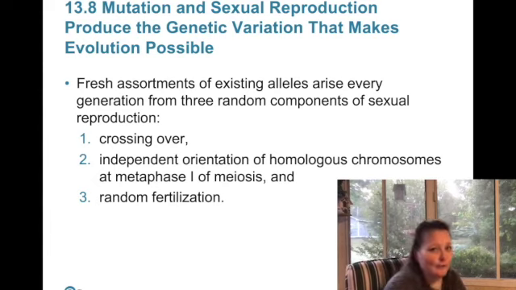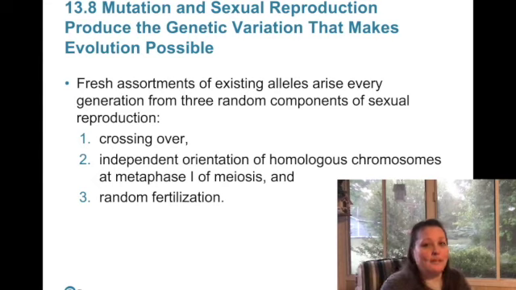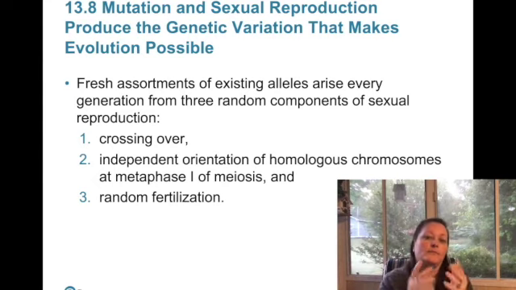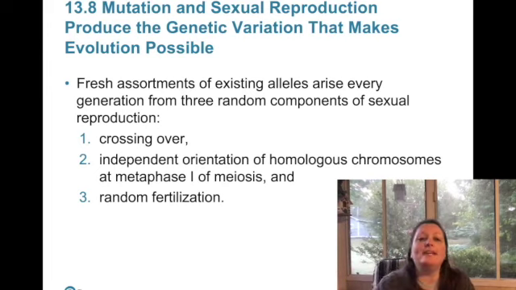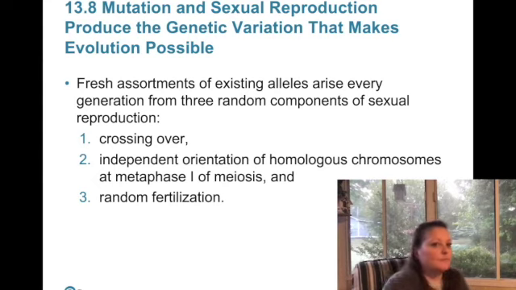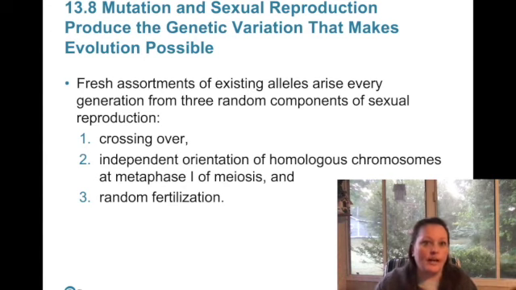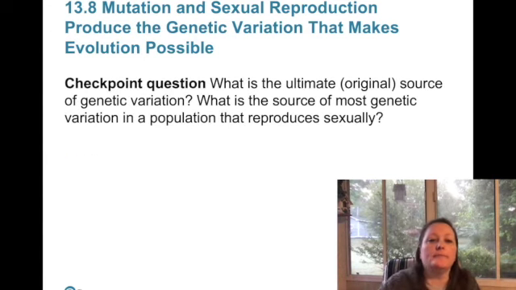I said it over and over again. Crossing over happens in prophase 1. And that's because when it does that, that's where we get a lot of our assortments. Then we have independent assortment of the chromosomes, metaphase 1 in meiosis, and random fertilization. Random fertilization is important. That is what helps get a lot of variation in there.